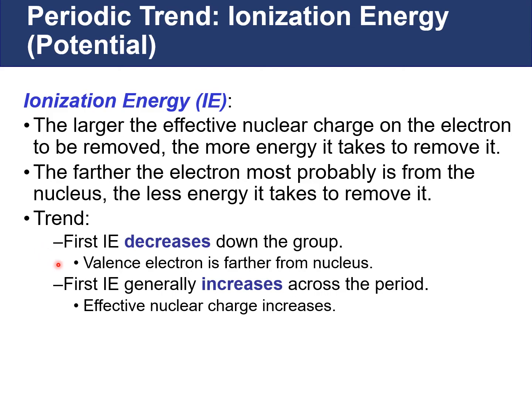And this is because the valence electron is further away from the nucleus, and because the charge-charge interaction decreases as the distance increases. If you're increasing the distance, that attractive force is less, making it easier to remove the electron. Also, the first ionization energy generally increases as you go across the period, and this is because of the increasing effective nuclear charge as you go from left to right across the periodic table.